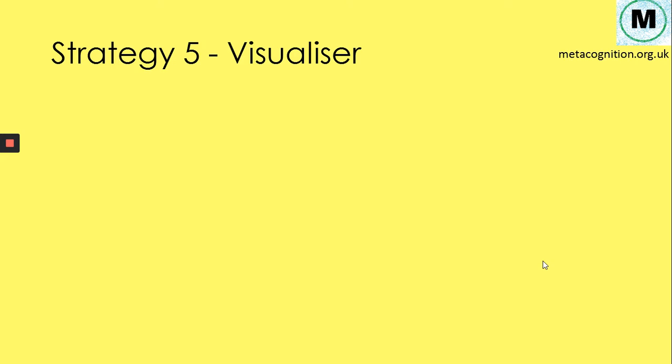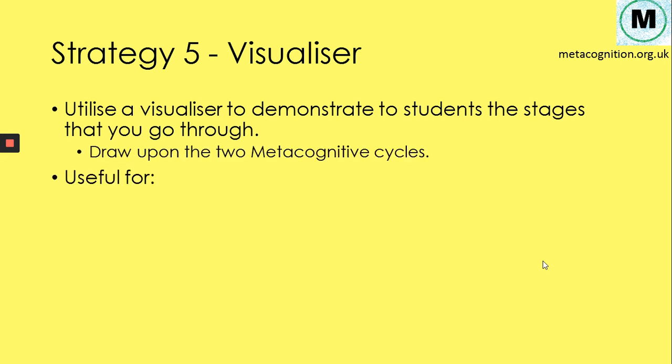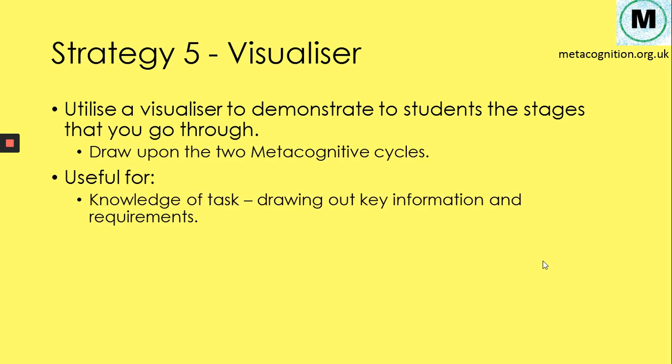Strategy 5 is quite similar to these. It's the use of a visualizer. So a lot of schools have visualizers, and these can be extremely helpful metacognitive tools to help us be explicit in what we are doing. So we can use these visualizers to demonstrate to students the stages that we are going through. We can demonstrate the planning we do, for example, highlighting keywords. We can show them the monitoring that we're doing, and we can show them the evaluation that we go through.